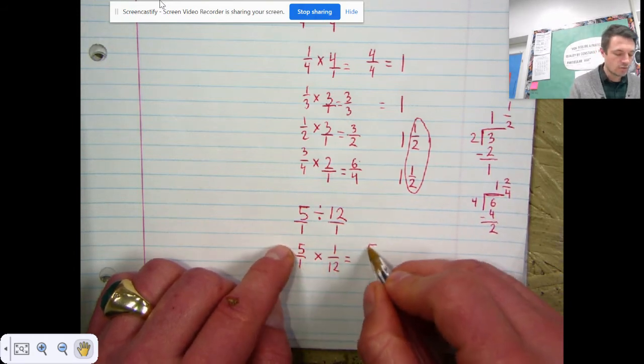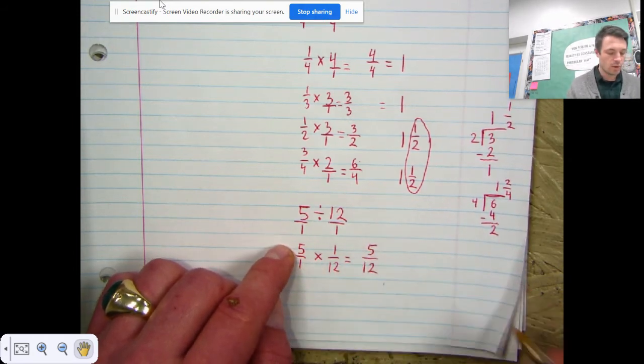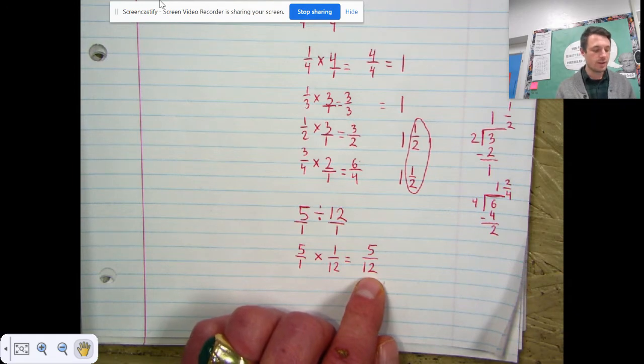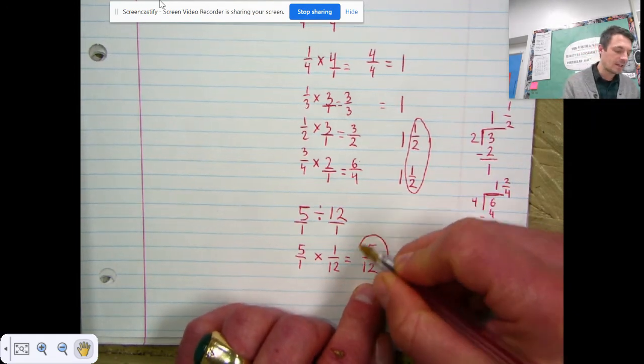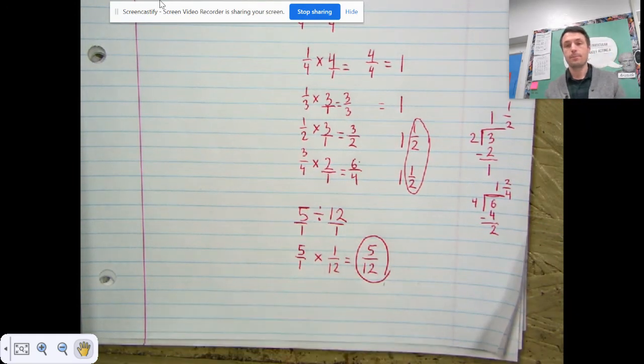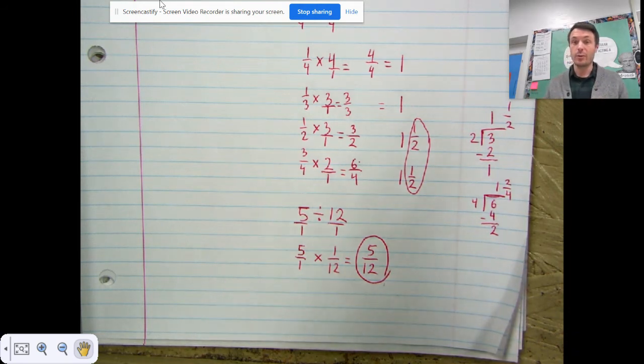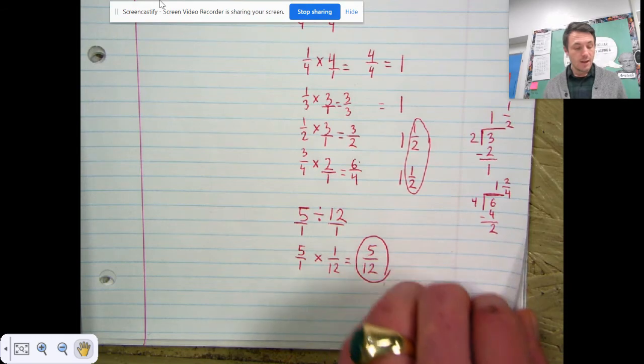So 5 times 1 is 5. 1 times 12 is 12. 5/12 is already in simplest form, and it is the fair share. Now, some of you may still be a bit confused. There's a lot there that we just went over. But let's do another example together.